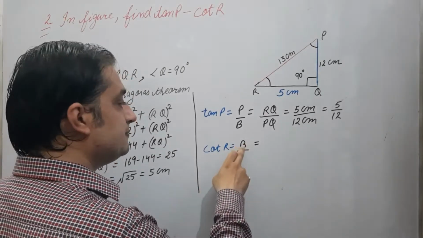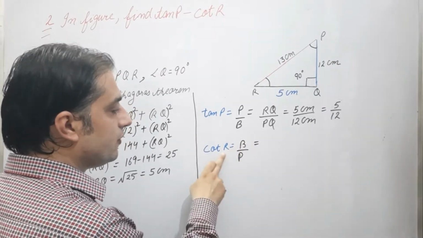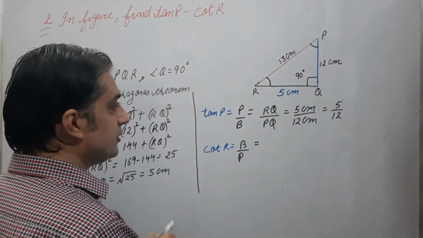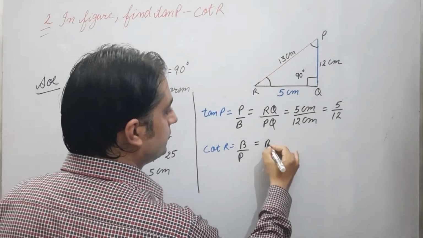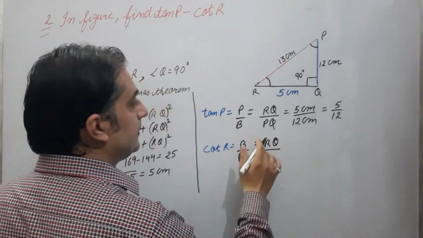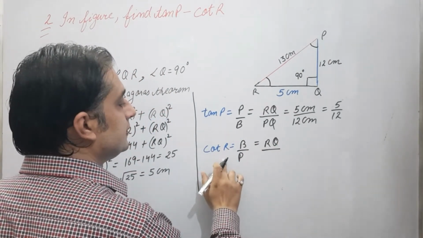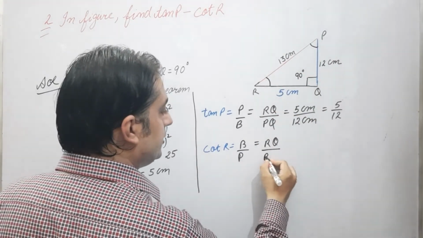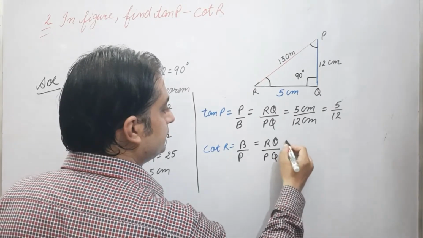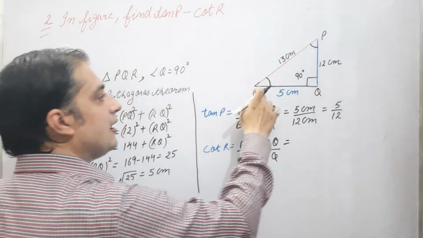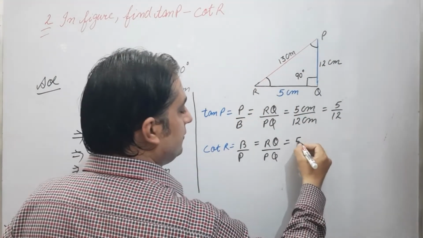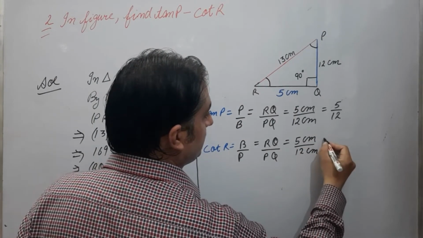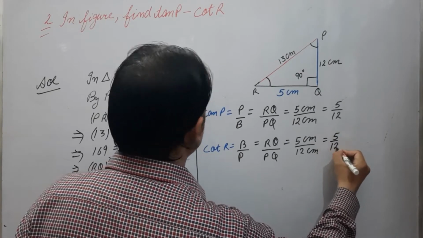Now this base, see, the base is for angle R. Here is the angle R, the side adjacent. The side adjacent is denoted by r cube. And the perpendicular is p cube, the side opposite for angle R. So put the values again: 5 centimeters upon 12 centimeters, that is equal to 5 upon 12.